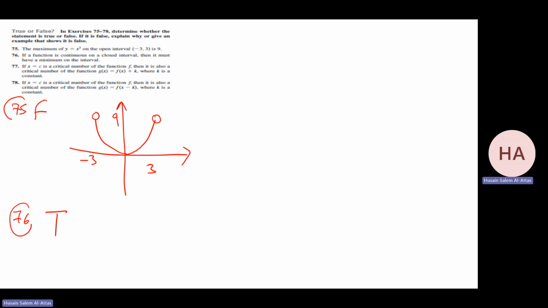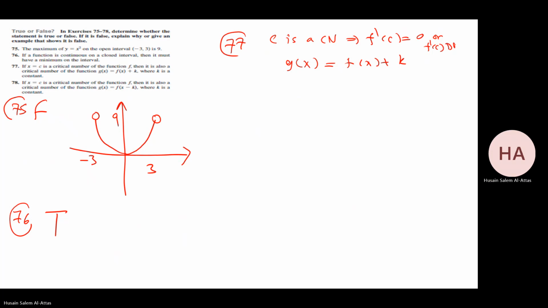77. He said if x equals c is a critical number of a function, then it's also a critical number of this function. Yes, c is a critical number. That implies f prime at c equals 0 or does not exist. Now check g at c, g of x equal f of x plus k. Now g prime at x will be what? f prime at x. So for sure, that implies c is a critical number for g of x. So this is true.